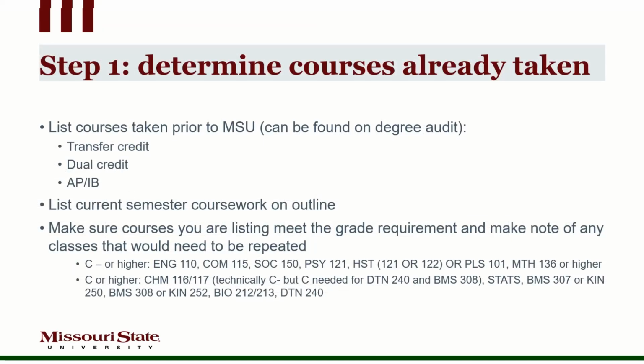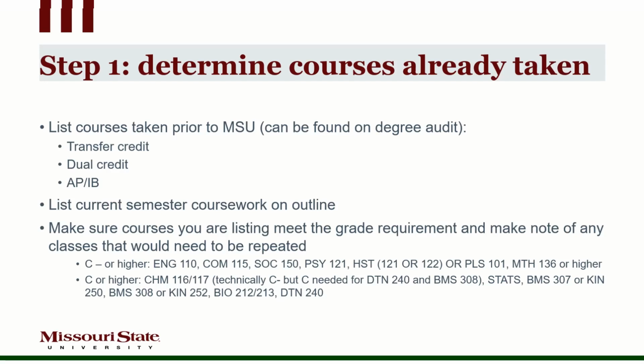Okay, so to begin planning your schedule, we need to start by listing courses that you've taken prior to MSU, and I'm going to show you how to do this. The classes we're looking for are usually transfer credit, dual credit. Sometimes students have AP scores or IB scores that have gotten them course credit. So we're trying to make sure we know which classes you already got credit for so we don't plan those again. And then we're also going to list all of your classes you're currently taking this semester on your outline.